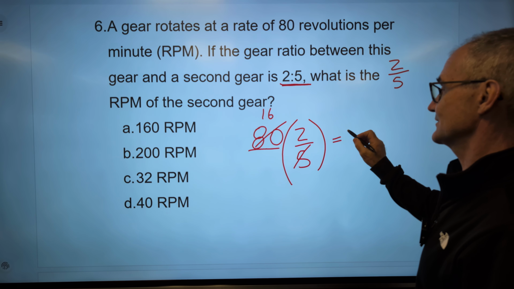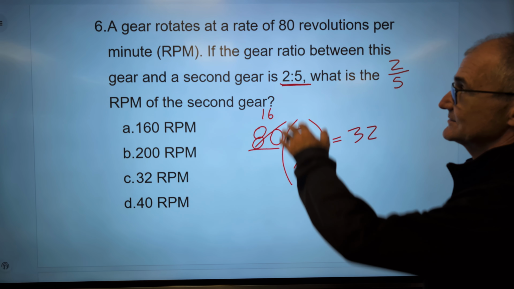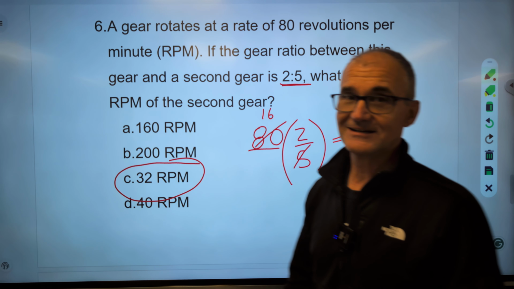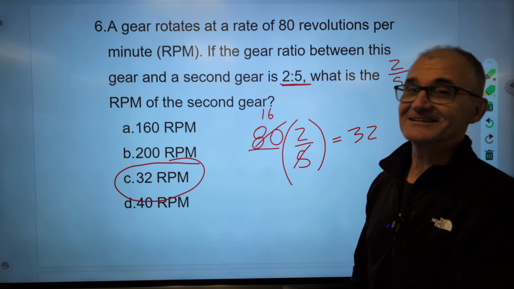16 times 2 is 32. All of this has been in RPMs. Correct answer, answer C right there. Started out kind of easy and they're getting harder.